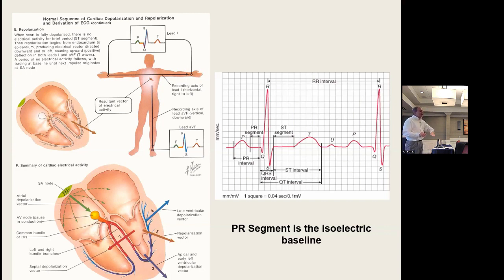But if you're talking about elevations and depressions, from where? From who? The PR segment is your isoelectric baseline for all measurements of your ST segment. So when you're dropping a horizontal to figure out how many millimeters of depression I've got or how many millimeters of elevation, you go from PR segment to next PR segment, you draw a horizontal. And the classic measurement of elevation or depression is 2 boxes beyond the J point. So your QRS ends and 2 boxes beyond the very end of the QRS, that's where you drop your perpendicular and you measure height, elevation or depression.